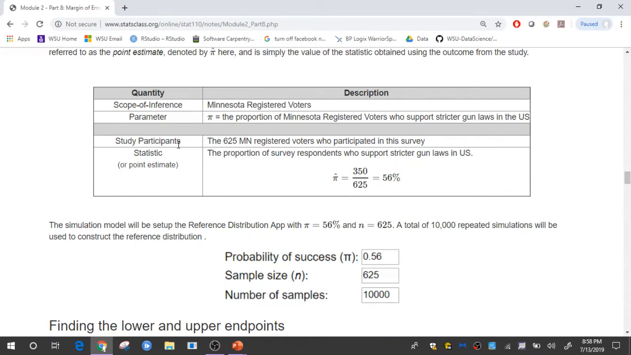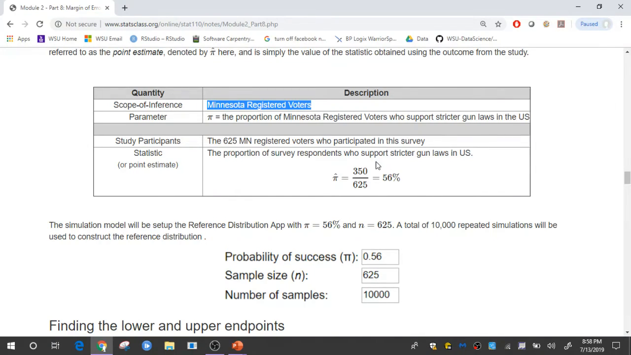Now my study participants, which is different than my scope of inference, is just the 625 Minnesota registered voters who participated in this study. So we're going to use these 625 people that participated in this study to try to make a decision about all Minnesota registered voters. My statistic, or my point estimate, is just that 56%.